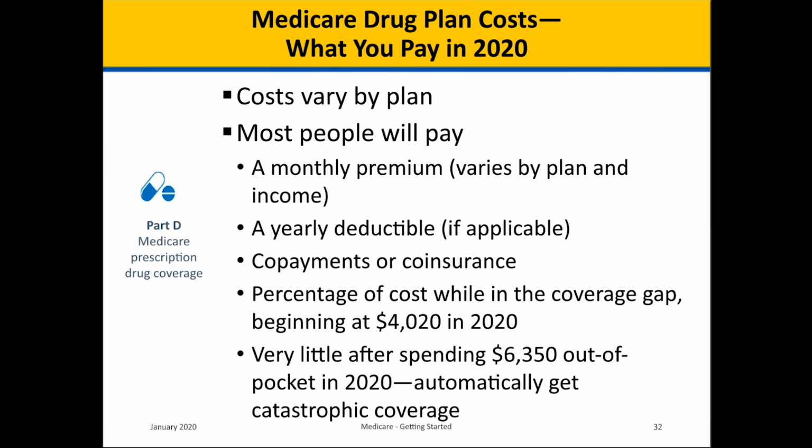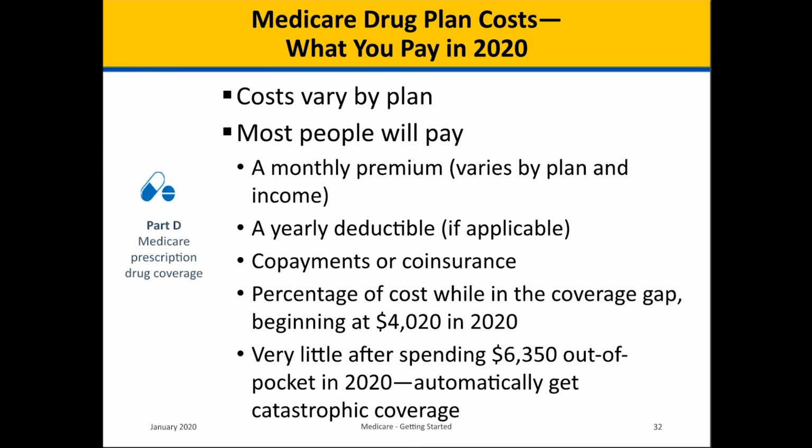Medicare drug plan costs, what you will pay in 2020. Costs vary by plans. Most people will pay a monthly premium, which varies by plan and your own income. A yearly deductible, if applicable. Co-payments or co-insurance amounts, percentage of cost while in the coverage gap. However, very little spending after $6,350 out of pocket in 2020, which automatically provides catastrophic coverage.